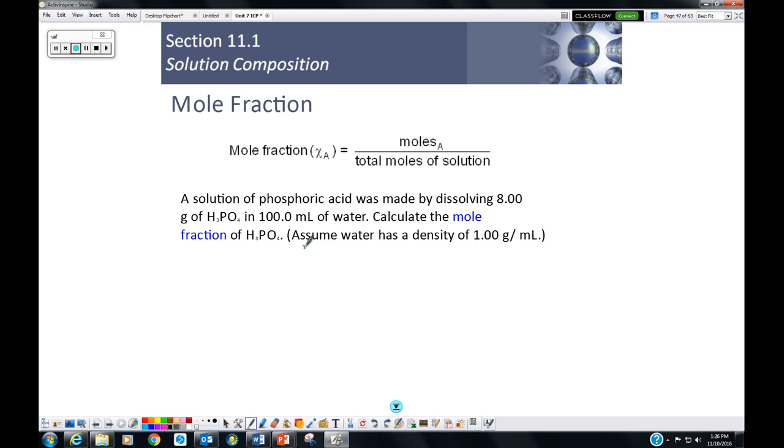So this is an important statement. We can't just automatically assume the density of water is 1. We have to pay attention to what the pressure and the temperature are and all of that, because that's going to change the density of water. But we're assuming that this one is at standard pressure, so it's going to be 1 gram per milliliter. Now, to get mole fraction, what do we need to do to these numbers? So we have 8 grams. We need to convert that into moles.